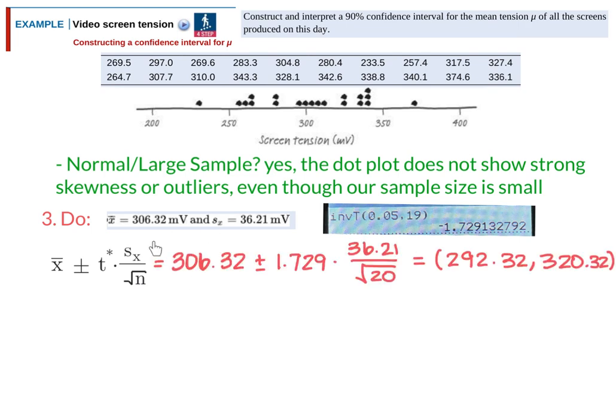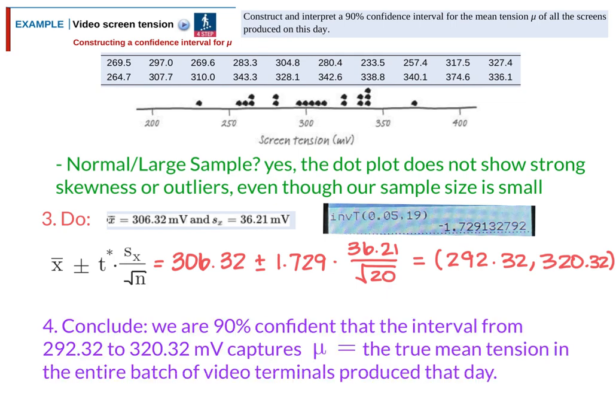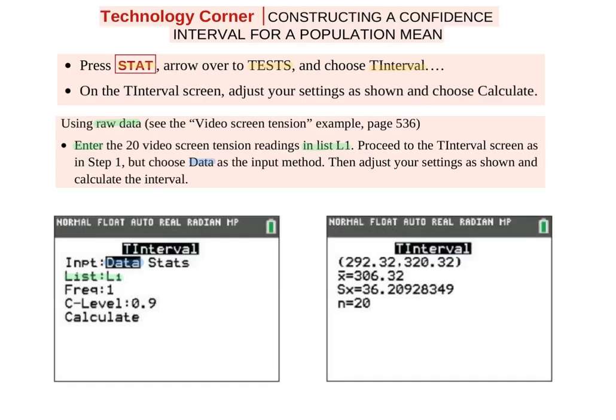I plug in all my values here, and I get a confidence interval from 292.32 to 320.32. The last thing we have to do is conclude. So we are 90% confident that the interval from 292.32 to 320.32 millivolts captures mu, which is the true mean tension in the entire batch of video terminals produced that day.